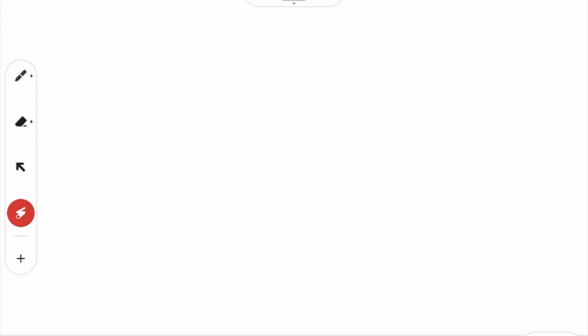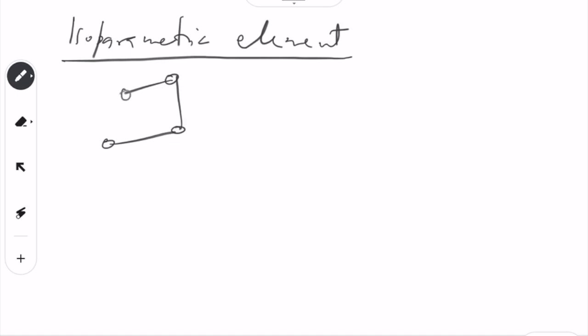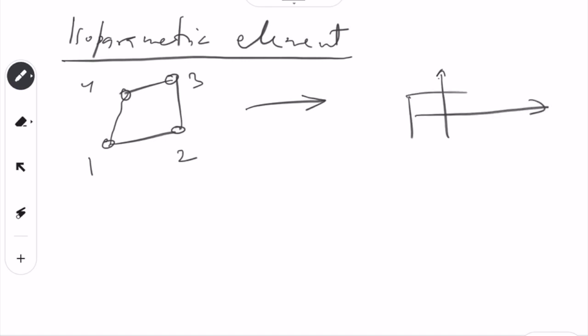The alternative method is known as the isoparametric element. Isoparametric means equal parameter. Okay. So, here you see the original quadrilateral element, something like this one, 1 2 3 4, which we are going to map into one square element, something like this one.